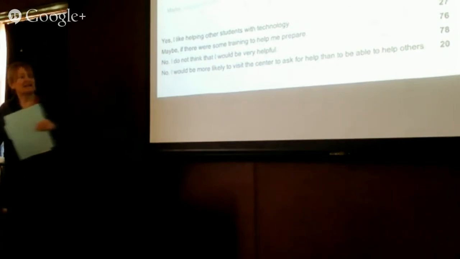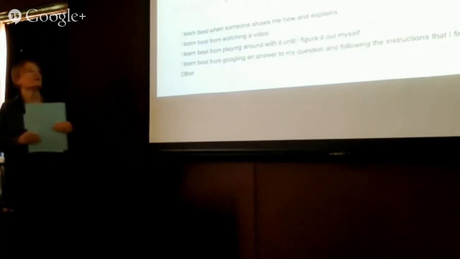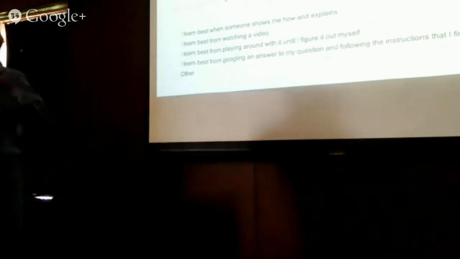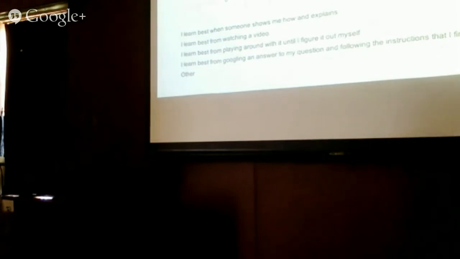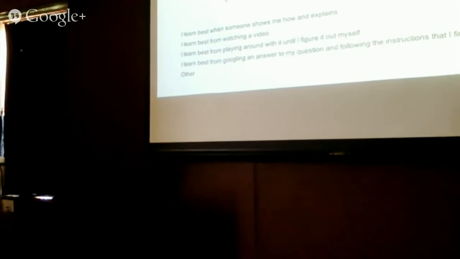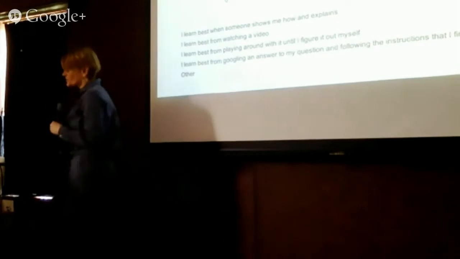So we knew that we had students that were interested, so I had to take a closer look at who they were. I found something very interesting. The students that said, yes, I like helping others with technology, generally had no fewer than 2 ways that they learned technology. Many of them selected all 4. I learned technology all 4 of these ways. Then I compared them to the bottom group that said, yes, I need this to catch up with my classmates, and I found the opposite. They had 1 way that they learned best, which is when someone shows me how and explains. I thought that was an interesting match between our students that were ready to volunteer and our students that were ready to look for help.